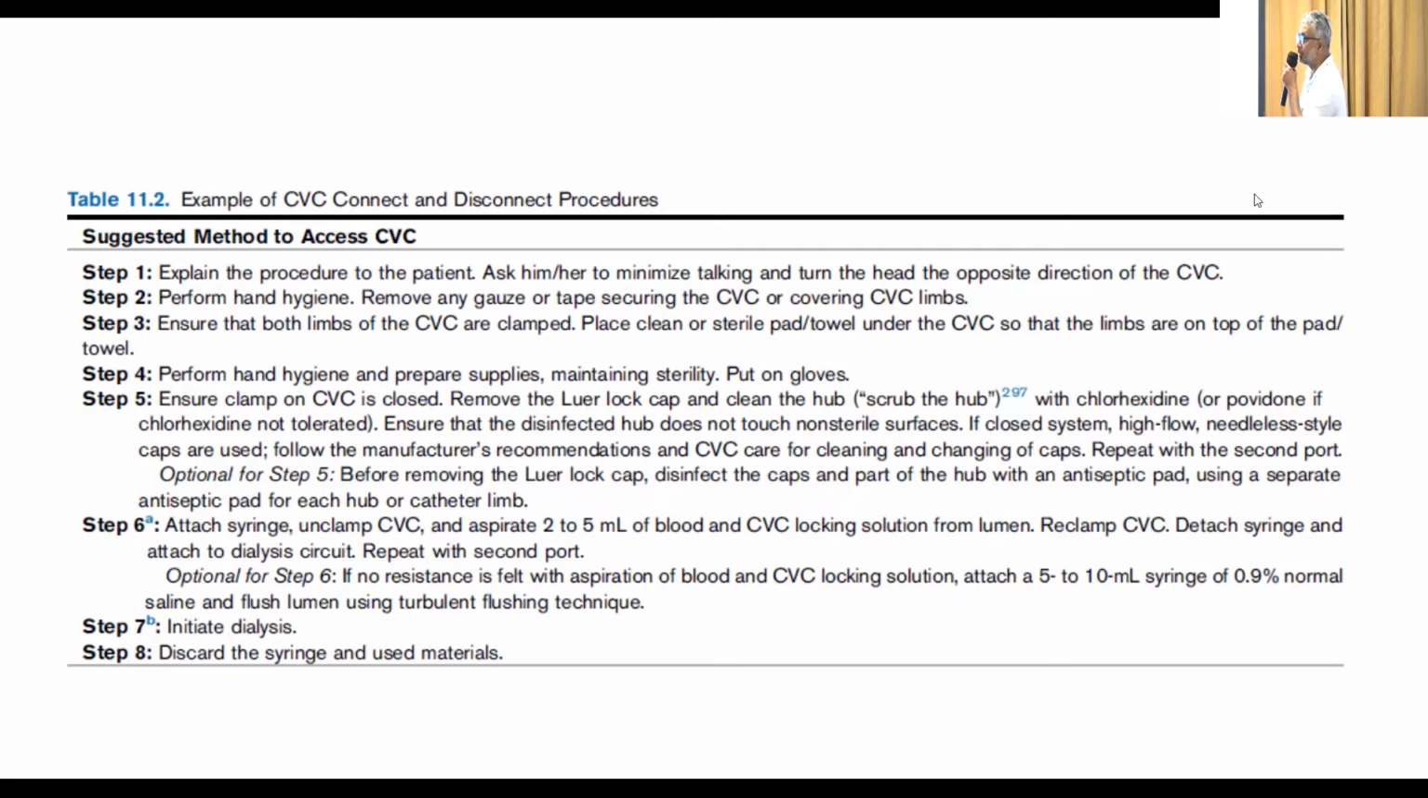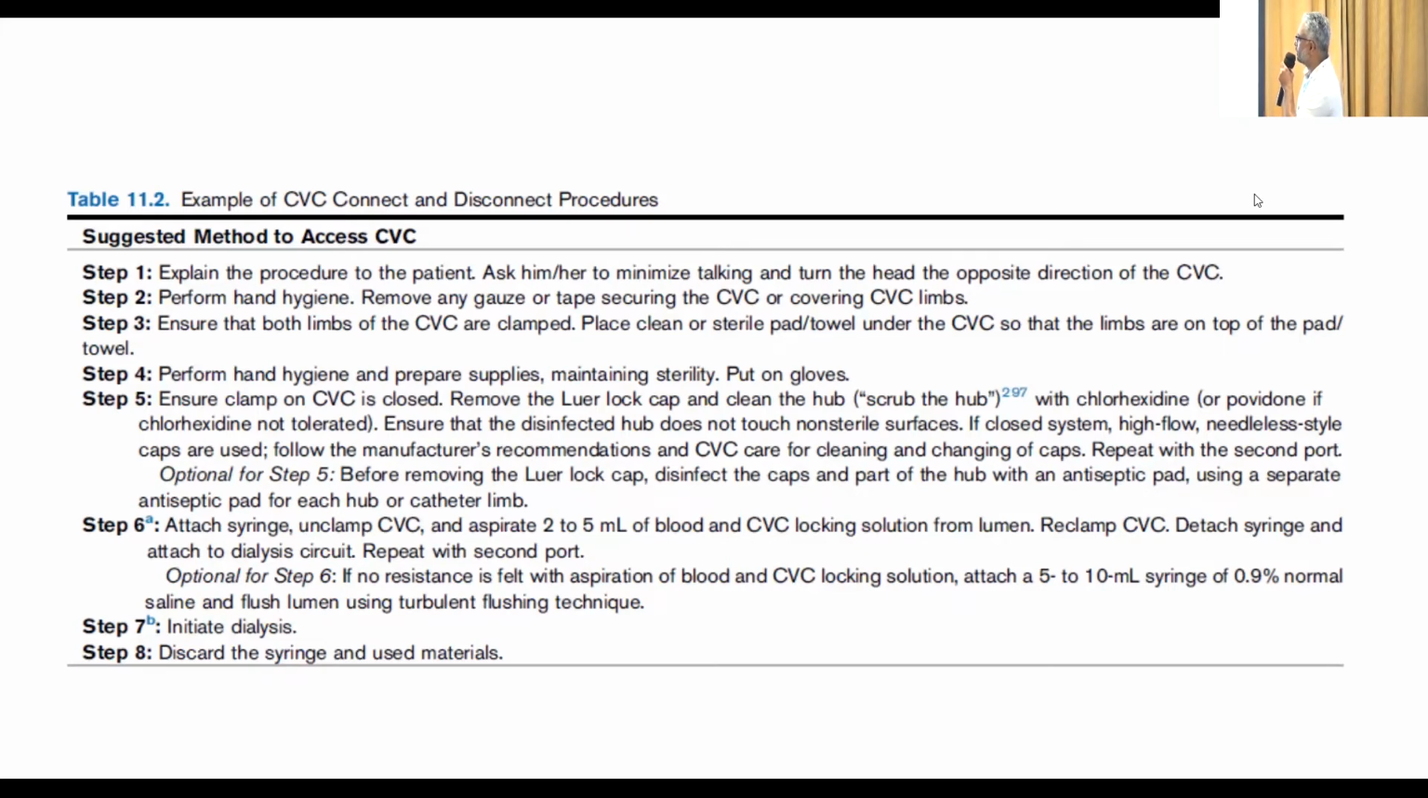So again, remove the lock cap, clean the hub. That's also very important. You just don't go, all right, we're in a hurry. You've got many patients waiting. Without cleaning the hub, you go again, so ideally with chlorhexidine, okay, or povidone. And again, ensure that the disinfected hub does not touch non-sterile surfaces, okay? These small things make a big difference, okay?